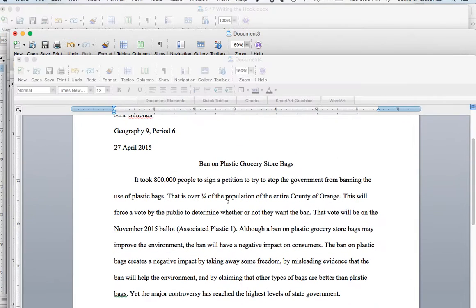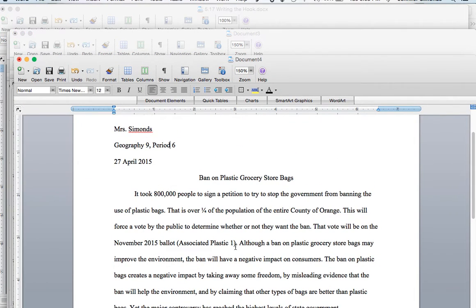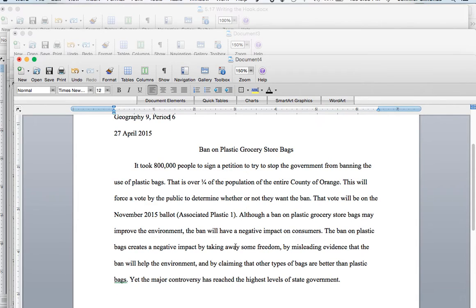And then one last one. This is a statistic, a surprising or shocking statistic. This is also kind of a combination of a headline, because it is talking about something that will be placed on the ballot. So again, we have our hook with our citation. Here's our counter argument, our position statement, and then the roadmap sentence.